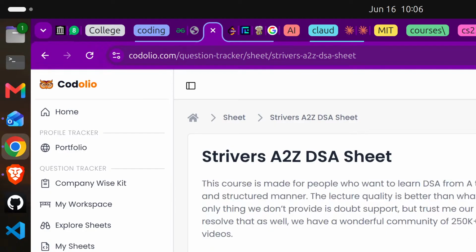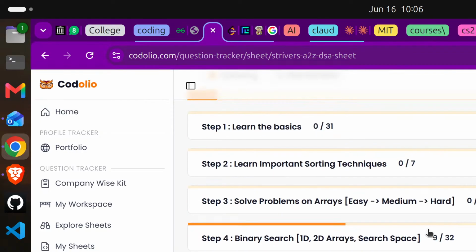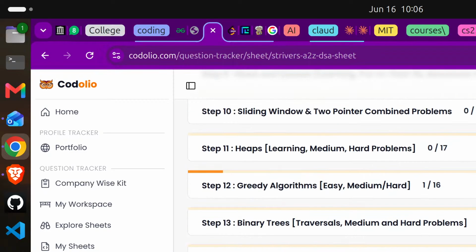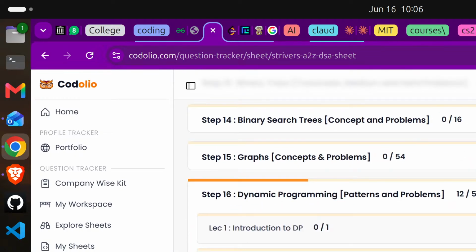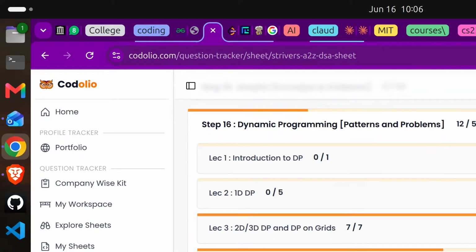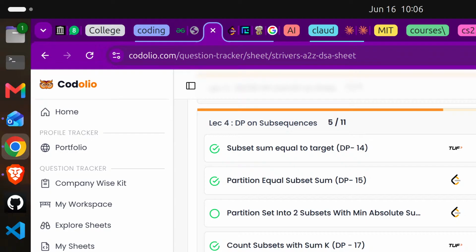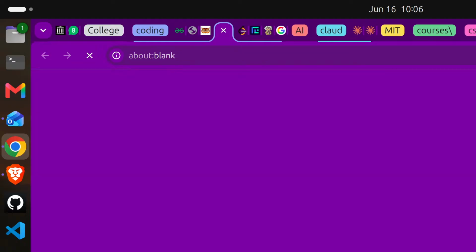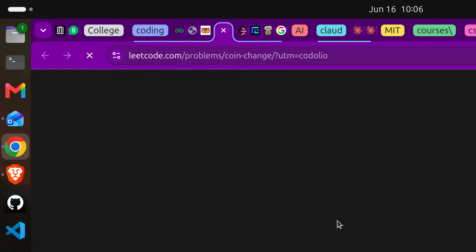So yeah, let's find the problems first. We are solving these problems and we have solved this. And now let's go for minimum coins, whatever the problem is.